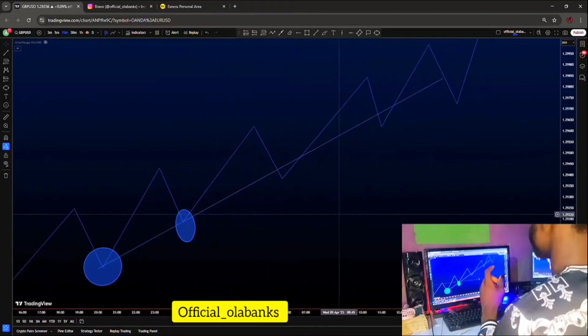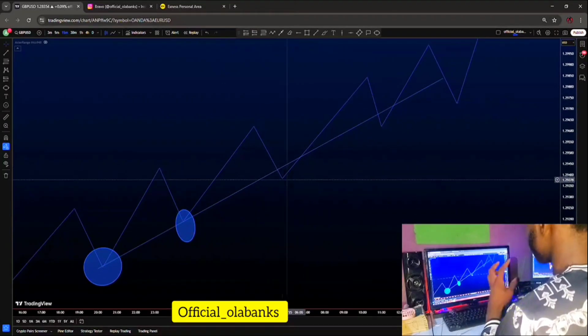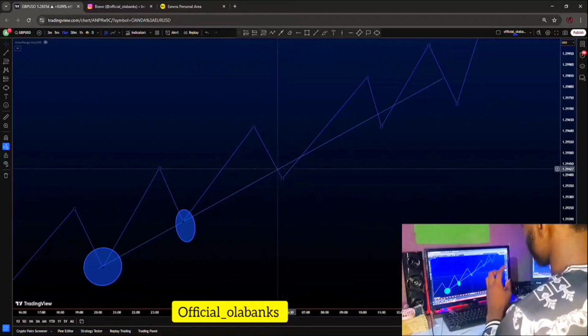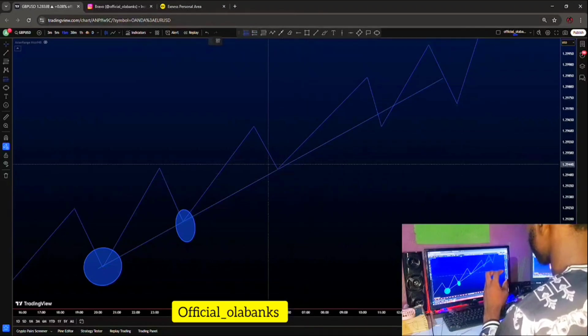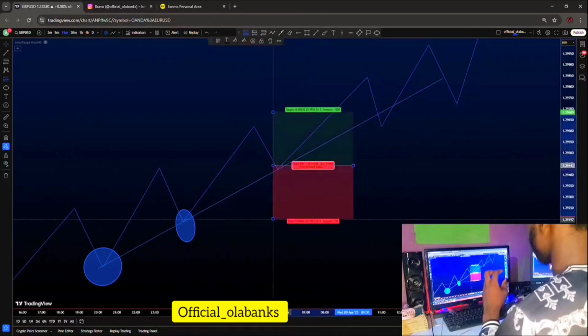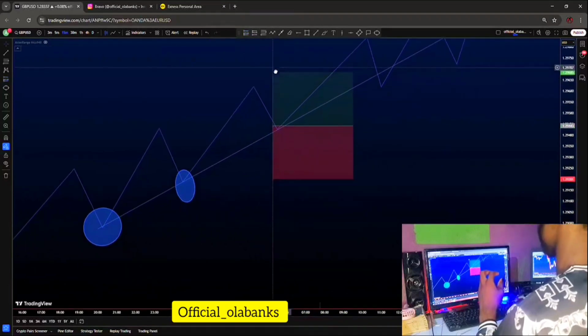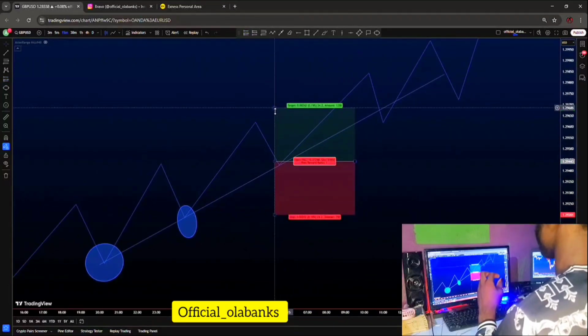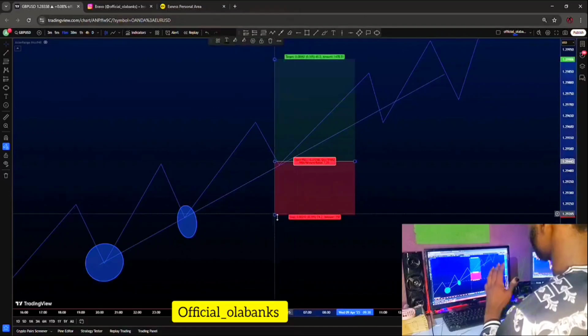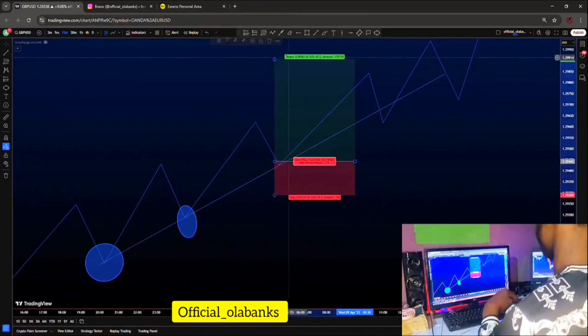So what you want to be looking for is, whenever price comes back to the body of this trend line, you want to be looking for a buying opportunity from there. This is where you enter from, and your take profit will be something like this, somewhere around that place.